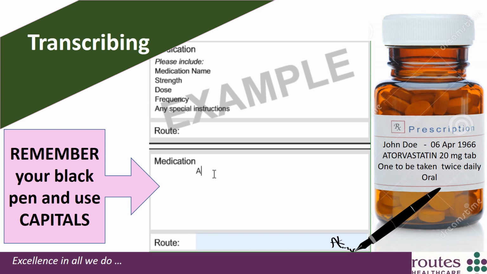So it's atorvastatin. That's a 20 milligram tablet, and that's one to be taken twice daily. It's also asking for the route, and that is on my bottle, and it states that that is an oral tablet. It is as simple as that. It must be crystal clear and copied exactly from the prescription onto the MARS chart.